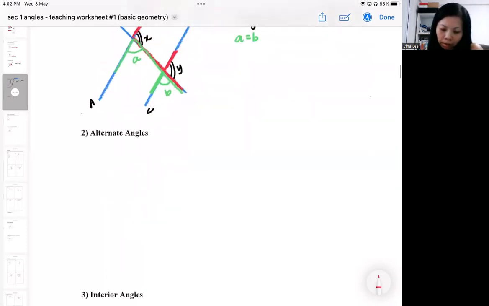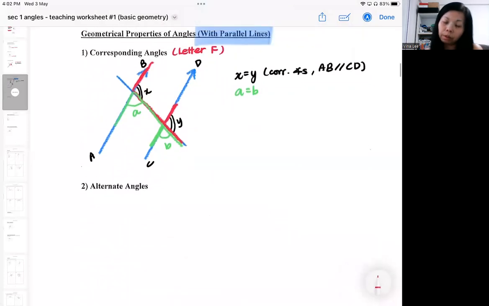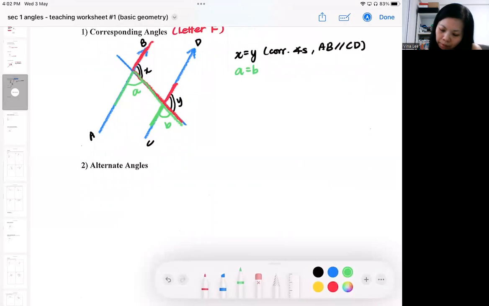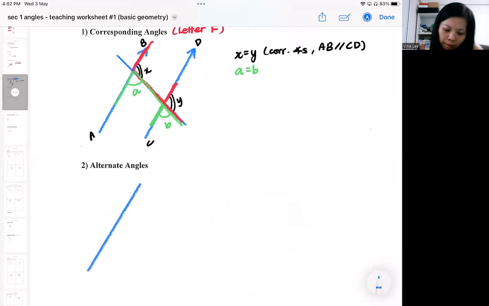Okay, then let's look at the alternate angle. If you're going to write corresponding angle, you will need to indicate the pair of parallel lines. You must remember this part, because in a question there can be more than one pair of parallel lines. If you have more than one pair, then where does your corresponding angle come from? So you need to indicate the pair of parallel lines. For alternate angle, some of you might already know it because your P6 teacher might have introduced it.